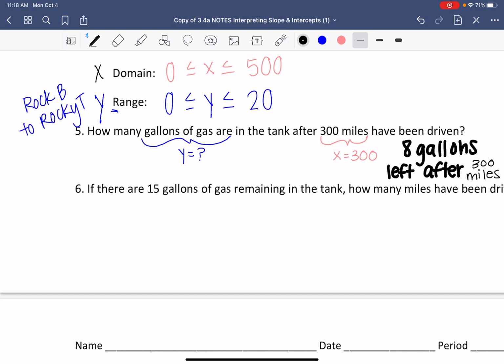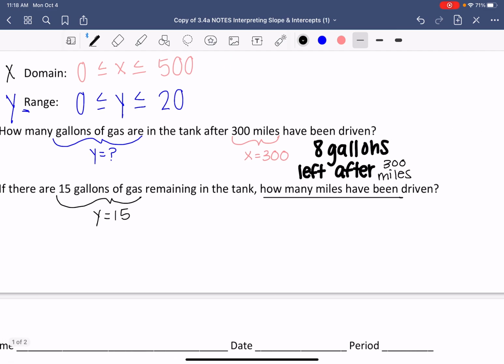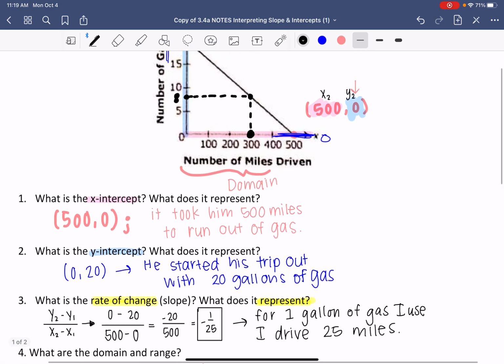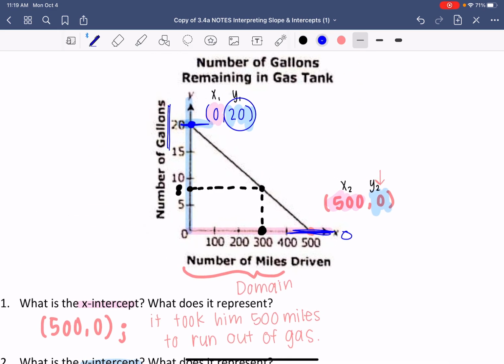Number 6, it says if there are 15 gallons of gas remaining, so aka y equals 15, how many miles have been driven? Okay, so what I'm looking for is x now, and I'm going to find where y is 15. Well, y is 15 right here, so I'm going to go meet the graph, and then go down, and it hits right about there. So it's a guesstimate, okay? If you have a multiple choice answer, it'll be a lot easier to know what your answer is.